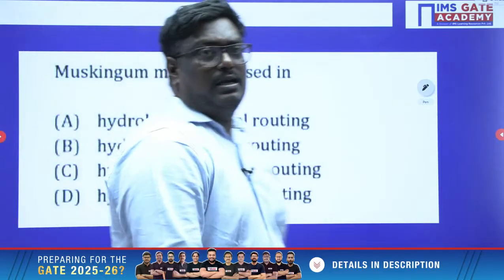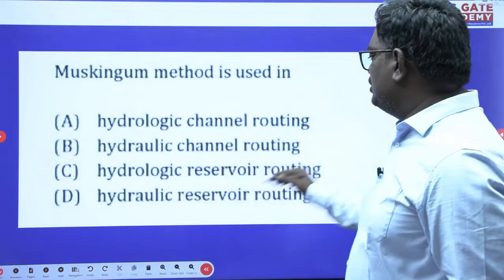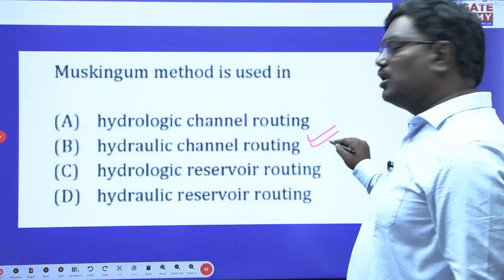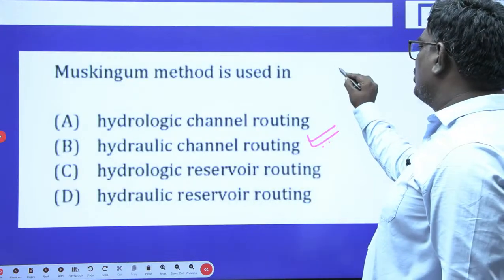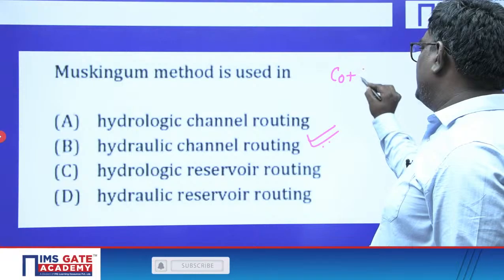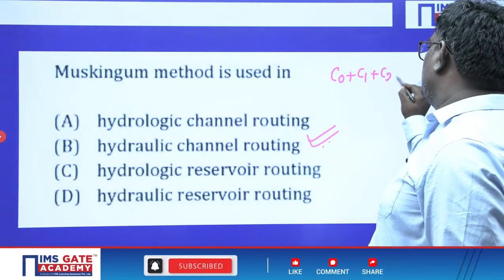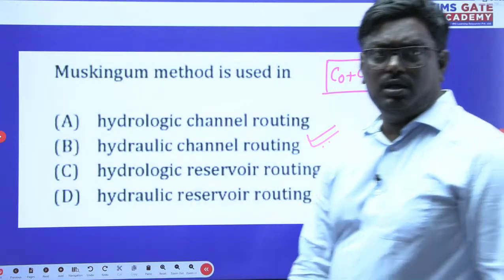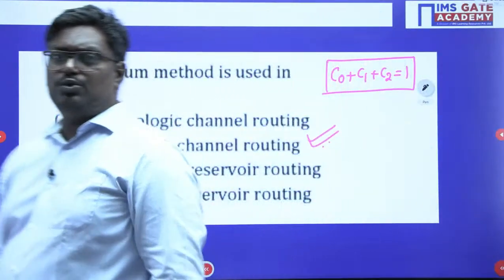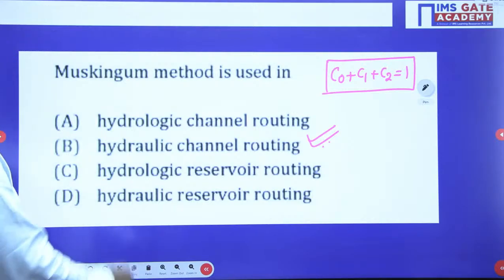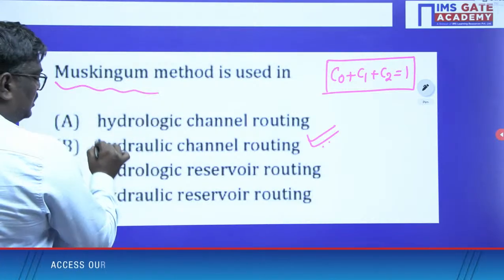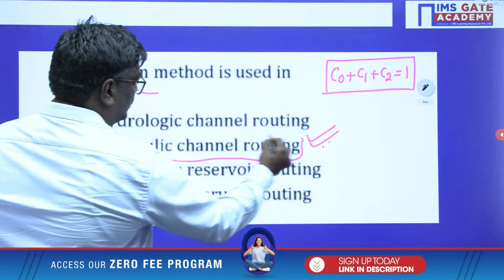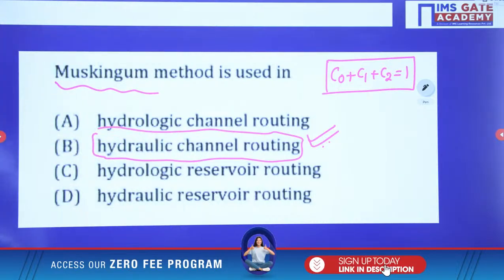Muskingum method is used in hydraulic channel routing, a direct question, but here you should know the coefficients. This was one of the GATE questions also. The summation of the coefficients should be equal to 1 in the Muskingum coefficients. C0 plus C1 plus C2 should be equal to 1. And remember, the Muskingum method is used in the hydraulic channel routing.